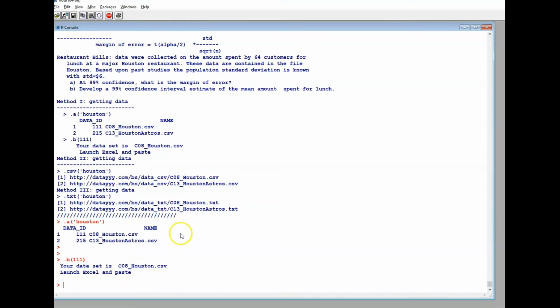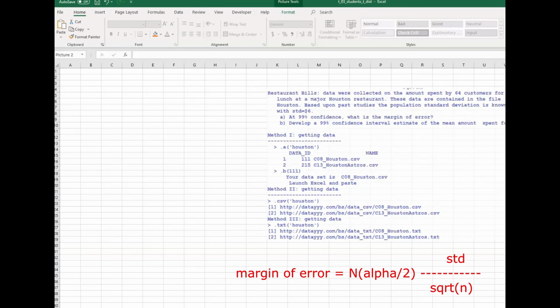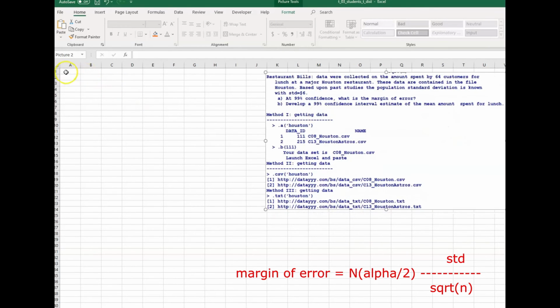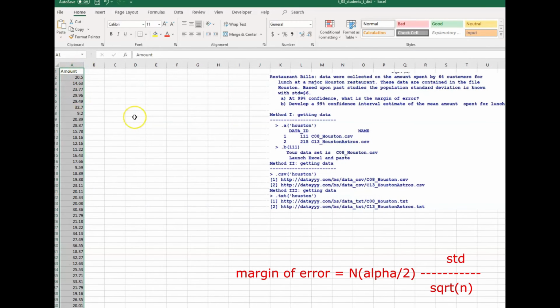If you are using a Mac, then you see this is a link, a CSV file. Alternatively, you can use this second link. I'm going to launch Excel and paste it here. And so we are going to calculate. According to the instruction, the standard deviation given is 6.